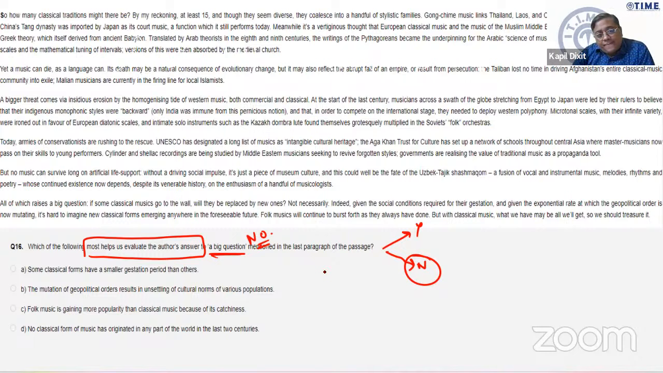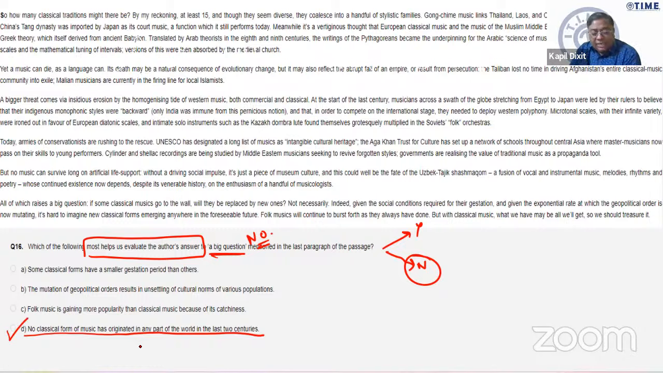Now, with this, no, because of the existing conditions. No classical form of music has originated in any part of the world in the last 2 centuries. Now, this option gives us data that strengthens the author's theory that classical forms of music won't be created anymore. Because of the socio-political changes, this option states that the author is right in that the current environment is not conducive for the creation. Hence, this becomes the answer.